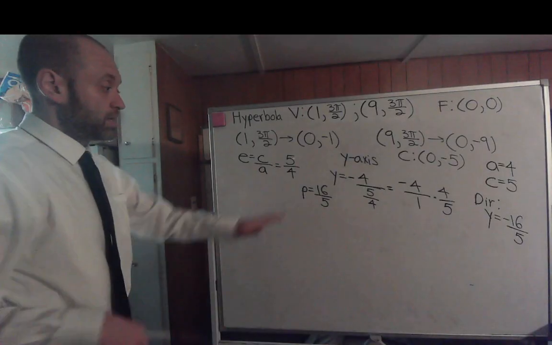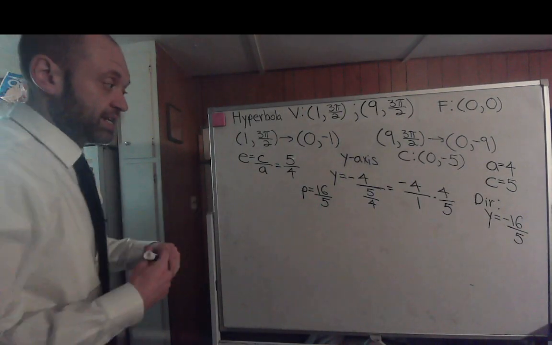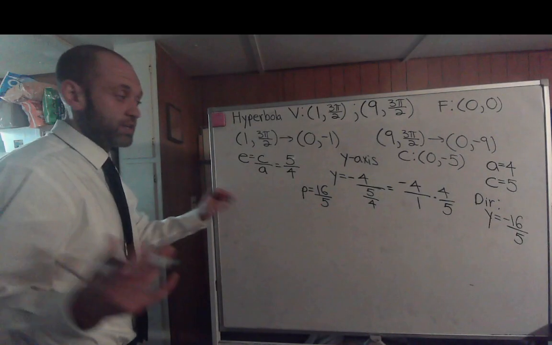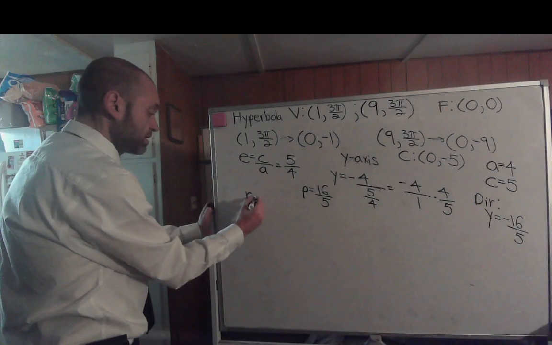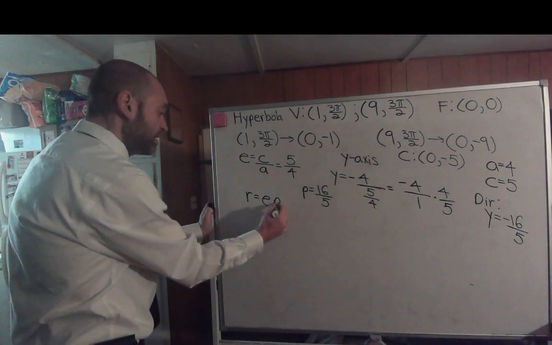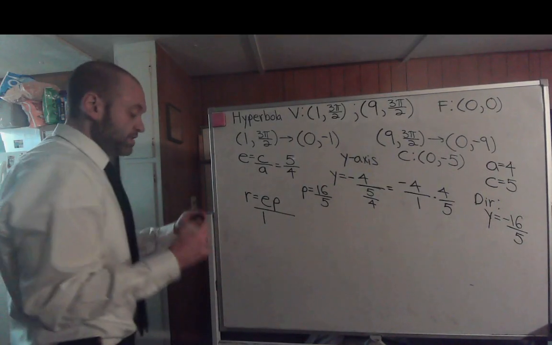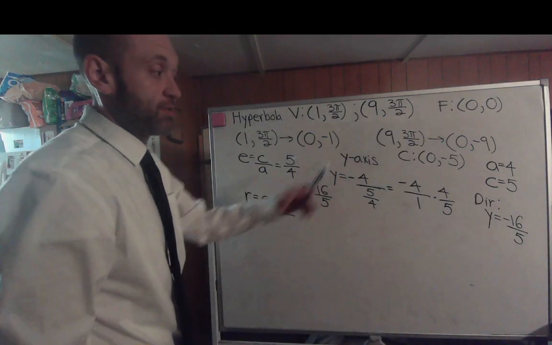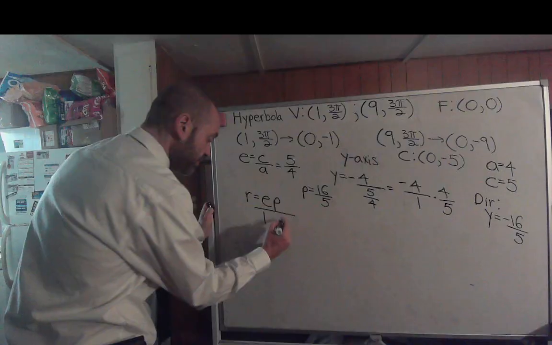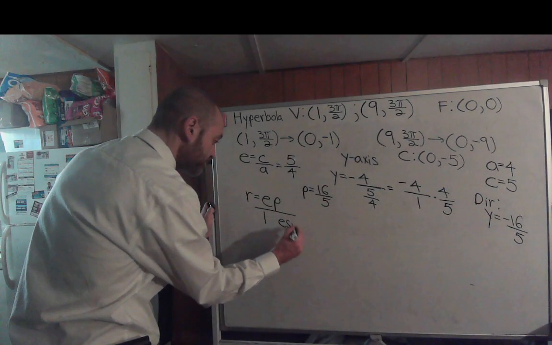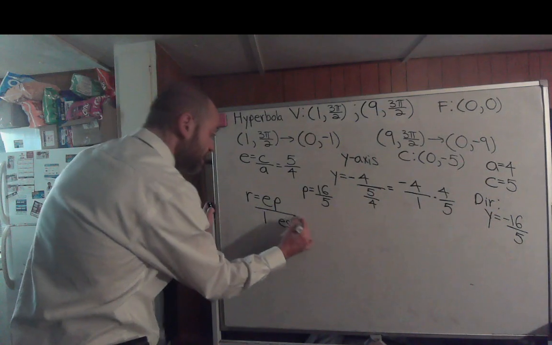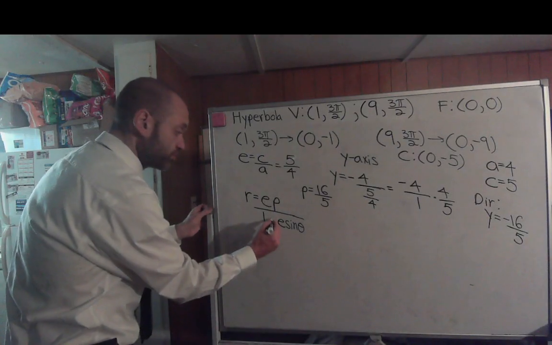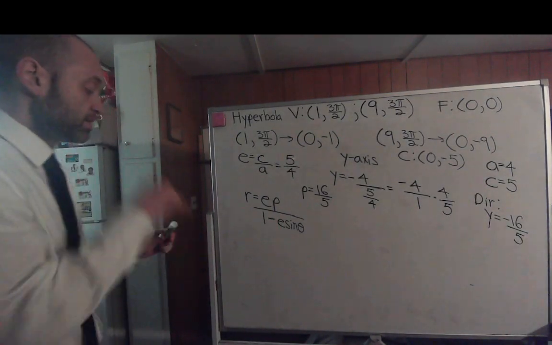So we found p to end up being 16/5. Now we have enough information to start finding the equation. First, let's get the general formula. r equals ep all over 1, and then which function are we using? Well, it's got y-axis symmetry, so we're going to use the form of e sine of theta. And notice your directrix is below the pole, below the focus, so this will be minus e sine of theta.